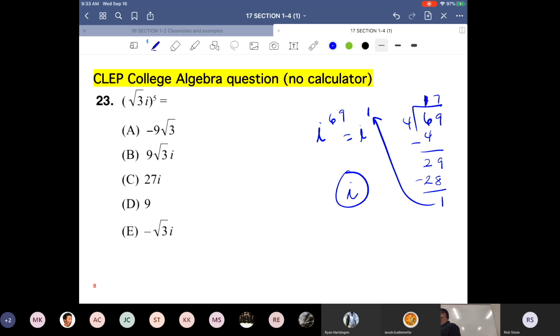Y'all with me? So the little shortcut is so you don't have to go i to the fourth times i to the fourth times i to the fourth times i to the fourth. You just divide by 4 and whatever the remainder is. And remember, the remainder can only be a 0, a 1, a 2, or a 3. Because if it's anything bigger than a 3, then 4 would have gone into it another time, right? Y'all with me? All right.